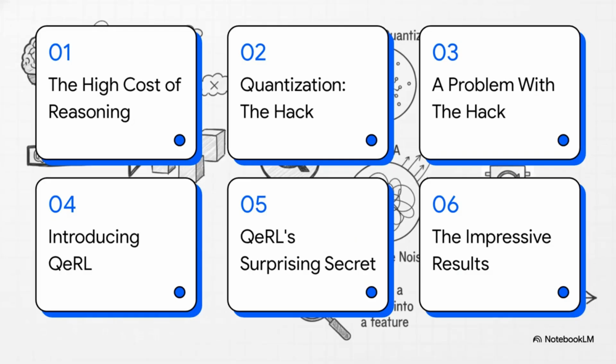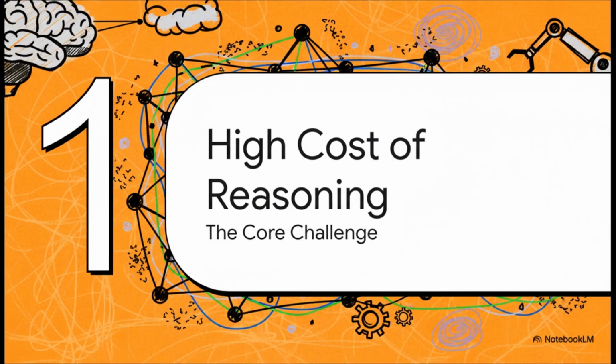All right, here's how we're going to break it down. First, we'll tackle why teaching an AI to reason is just so incredibly expensive. Then, we'll look at a popular efficiency hack called quantization and a pretty big problem that came with it. After that, we'll meet our hero, QeRL, uncover its secret weapon, and finally, check out the absolutely game-changing results. So, first things first, let's really frame the core challenge here.